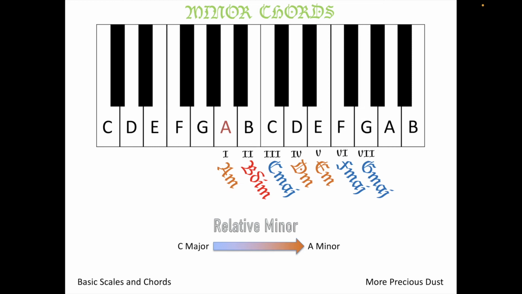Now, there are 2 ways to remember where a major key's relative minor key is. You can either remember that the 6th chord in your major scale will become the 1 chord in your minor scale. Recall that A minor was the 6th chord in C major. Or you can simply count down a minor third from your major 1 tonic.